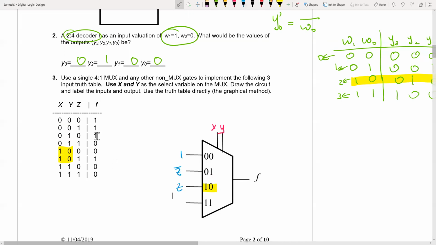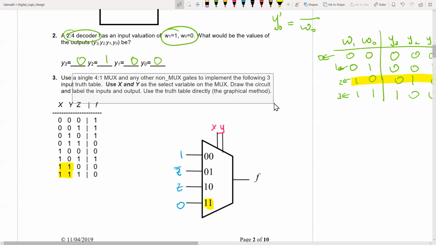And then in the final row, same thing. We focus on where xy is equal to 1, 1. And that's here and here. And we can see in this case, f is always 0. It doesn't matter what z is. So that's why over here, I'm just going to hook up a 0. And so we're almost done.